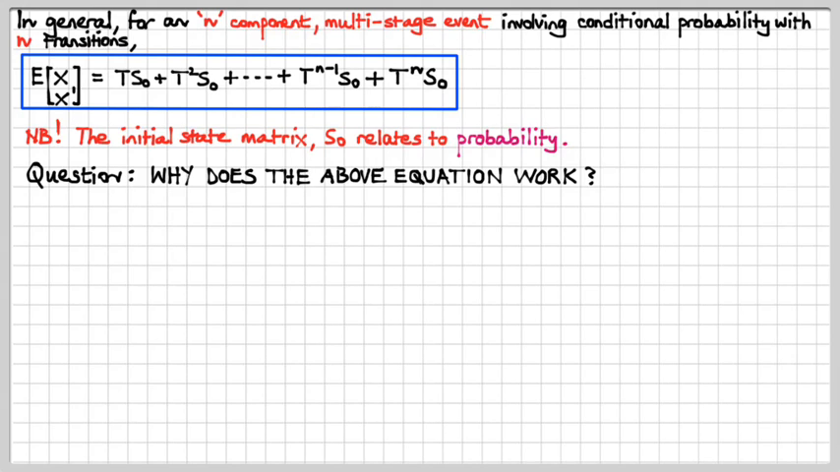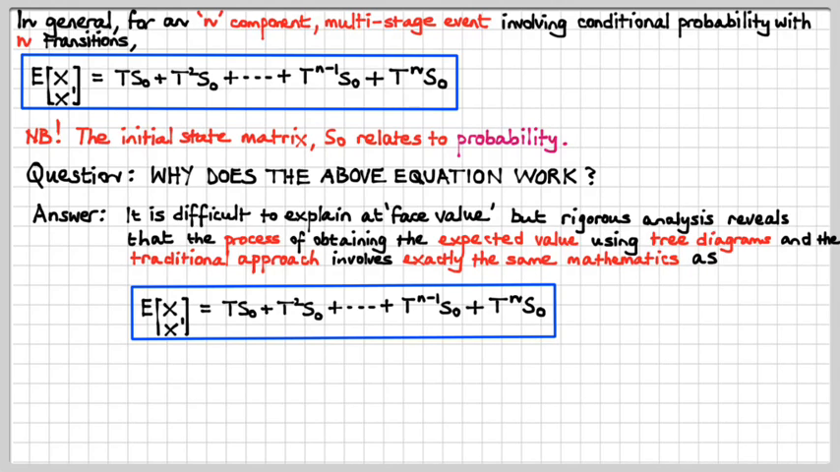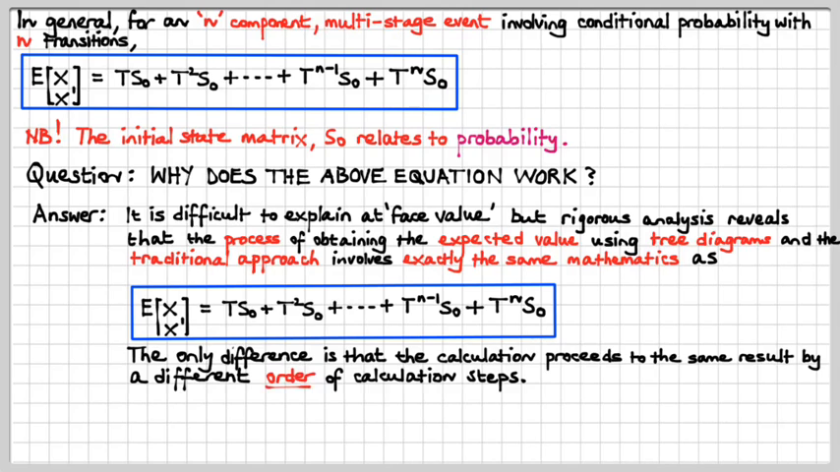Now, why does this equation work? Well, it is difficult to explain at face value, but rigorous analysis does reveal that the process of obtaining the expected value using the tree diagram approach and the traditional way of working it out involves exactly the same mathematics as that formulaic approach. The only difference is that they both proceed to the same result, but by a different order of calculation steps. They amount to exactly the same thing.